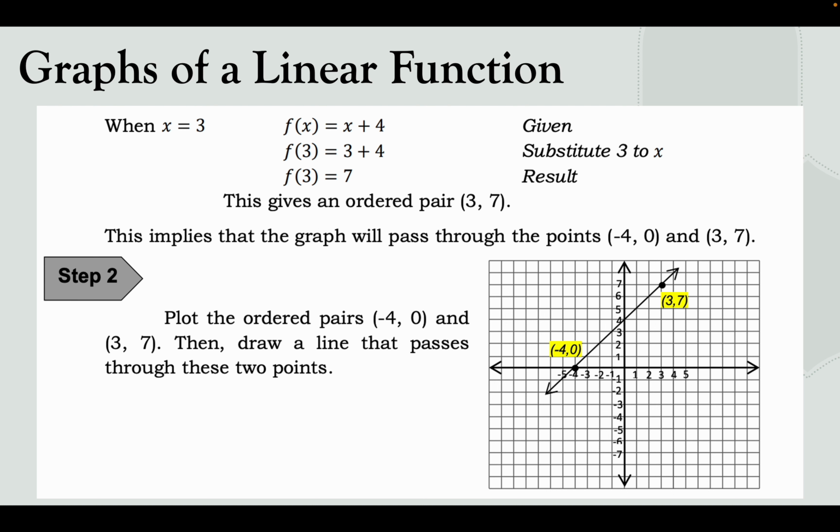So when you make a Cartesian plane, where can we plot -4 and 0? We have it here along the x-axis, and then we have here 3 and 7, +3 and +7 in the first quadrant. Then you can connect them with a line that passes through these points. So this is your graph for f of x is equals to x plus 4, your linear function.